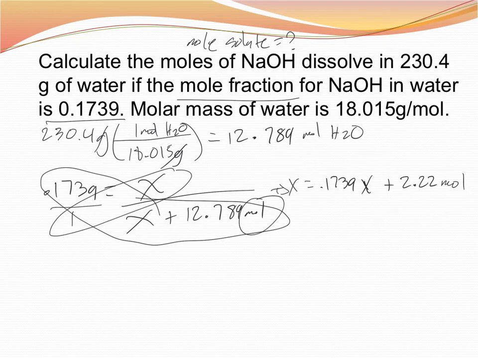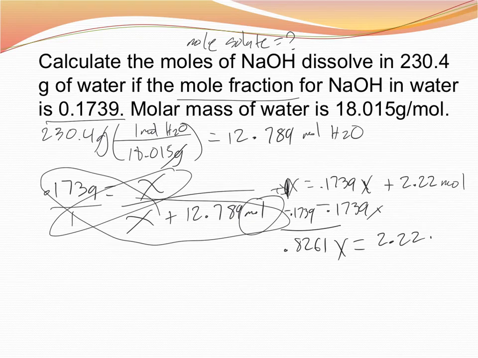I see 2x, I combine like terms, so I want to get rid of this. The opposite of adding is subtraction. And whatever I do on one side, I do on the other side. So this x right here is obviously 1. So 1 minus that, I end up with 0.8261x equal to 2.22 mole.